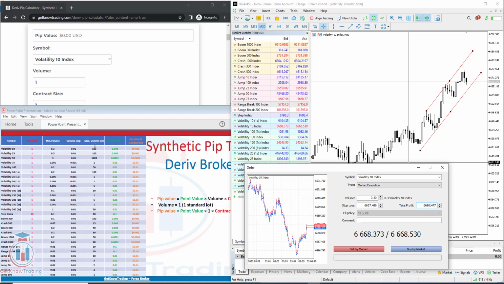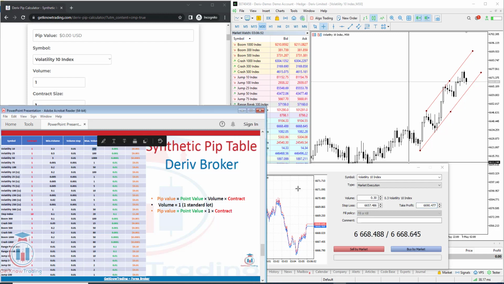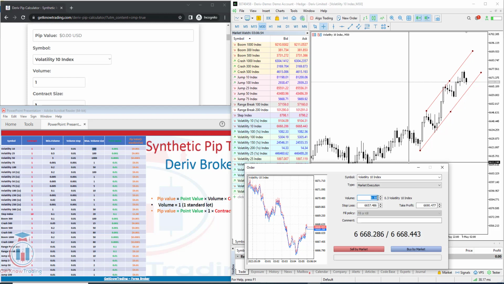So the maximum volume is 100. For example, if I put here 100, I will be able to open a sell by the market. But if I put another one up, I cannot move any further up. So this is the maximum volume, which is defined by the broker. The minimum is 0.3 and the maximum is 100. I will put 1 for this example for calculation.